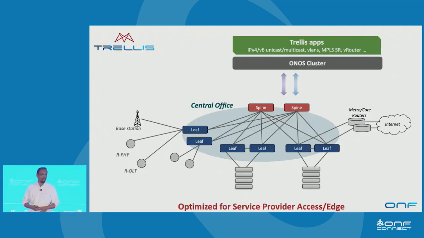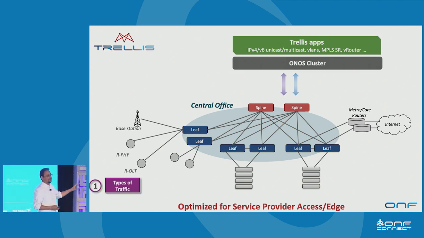And so let me tell you what I mean by that. If you look at a typical central office or a cable head end, and you put Trellis in there, with the leaf and spine architecture, connecting to compute nodes, access nodes, and upstream metro core routers, when you think about it, the types of traffic that a central office or a head end needs to deal with, there are many different kinds.